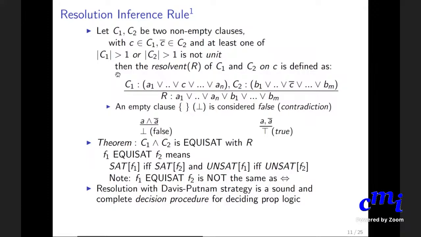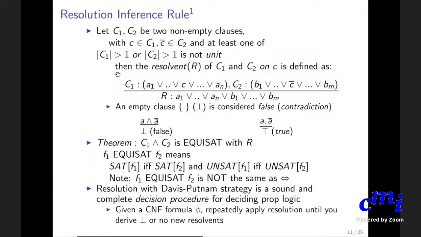So what Davis and Putnam say is, given a CNF formula, you repeatedly apply resolution, until you either derive a contradiction, or pretty soon you will not be able to apply it anymore. You will not be creating any new resolvent.